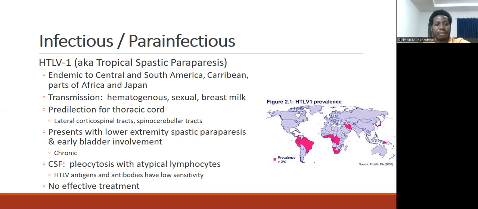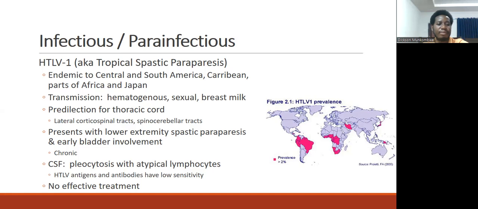Its transmission is hematogenous, also sexual or from breast milk, mainly by bodily fluids. It has a predilection for the thoracic cord and the lateral corticospinal tracts and spinocerebellar tracts. It presents with lower extremity spastic paraparesis and early bladder involvement, and often gives a chronic picture.